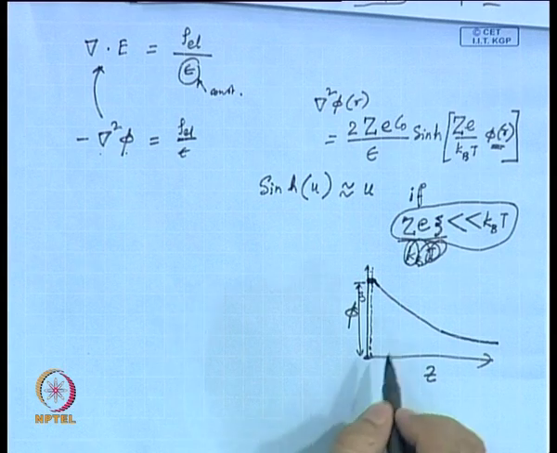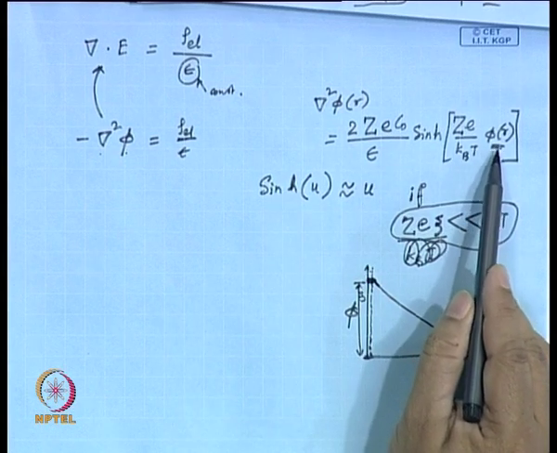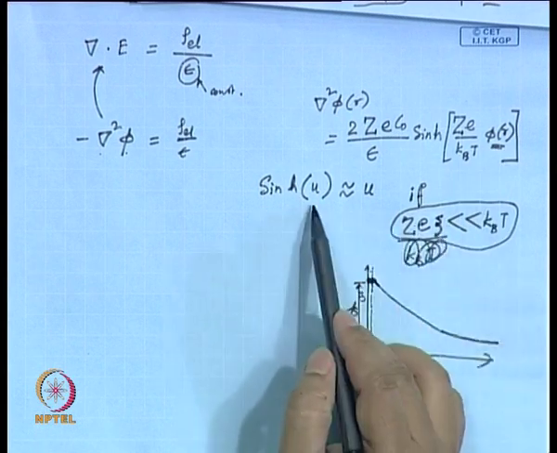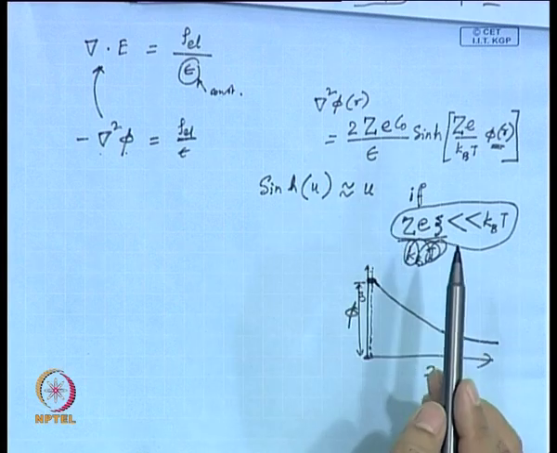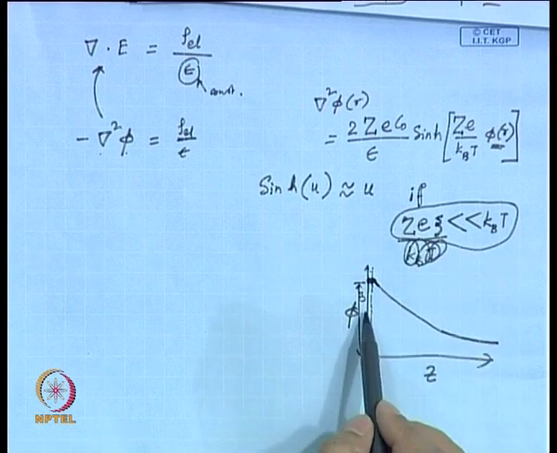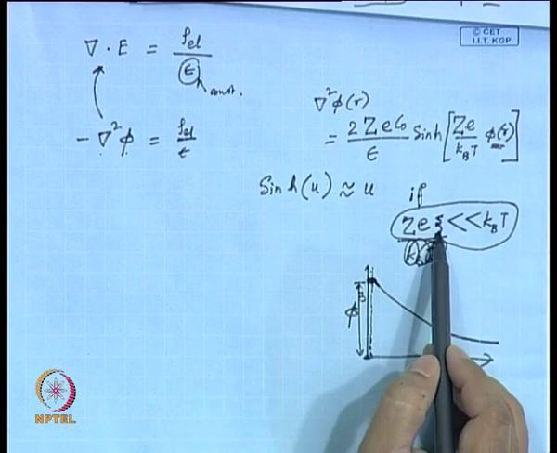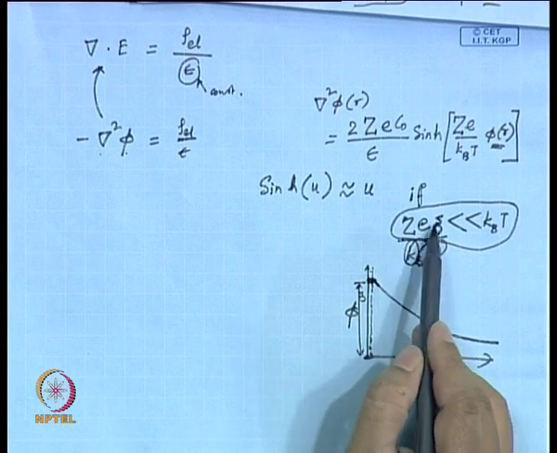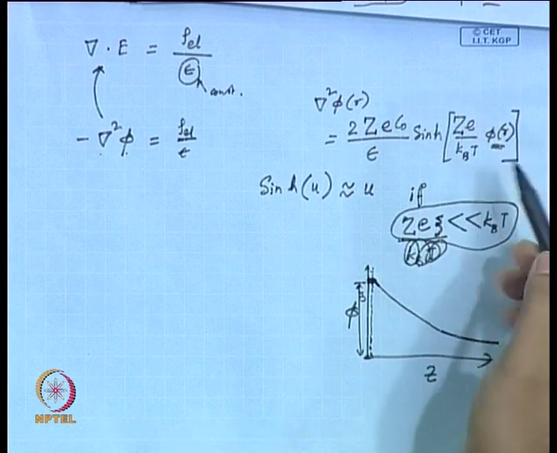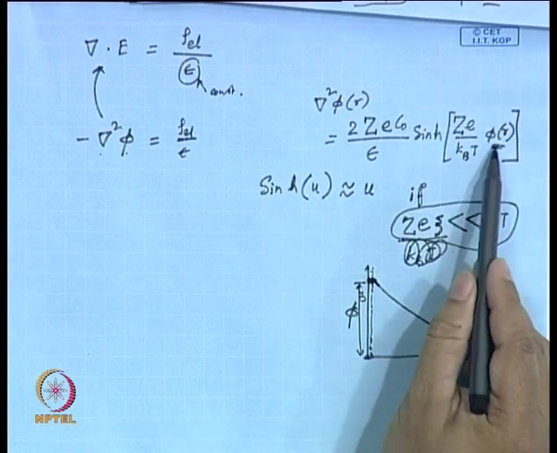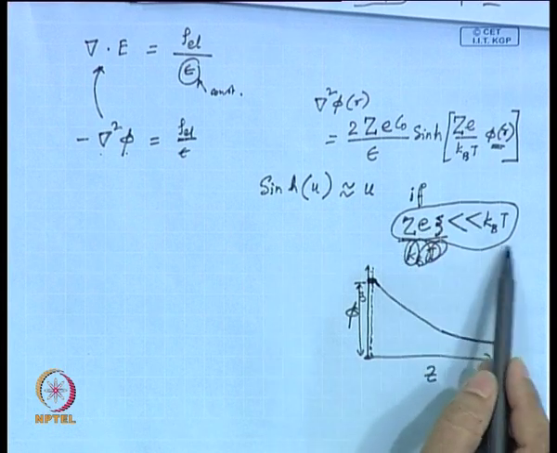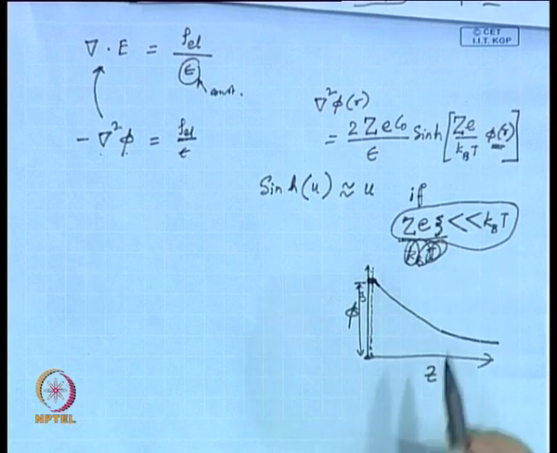So if somebody asks which phi to take, if you want to ignore this, then ideally you should take the maximum phi that is possible, and that maximum phi is basically zeta. So instead of writing any arbitrary phi at any location, where r is basically the position, instead of picking up any z and writing the corresponding phi, you would be writing the maximum of it, which is zeta. That is how we put the condition that z zeta is much less than kBT.